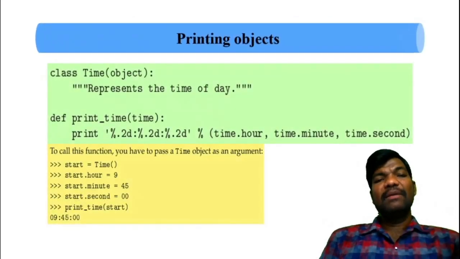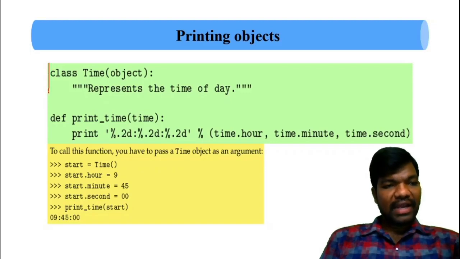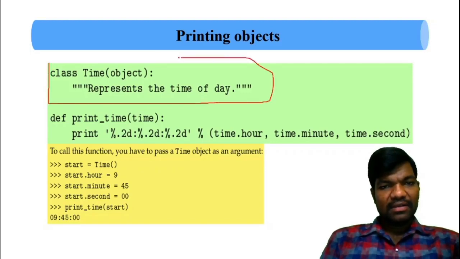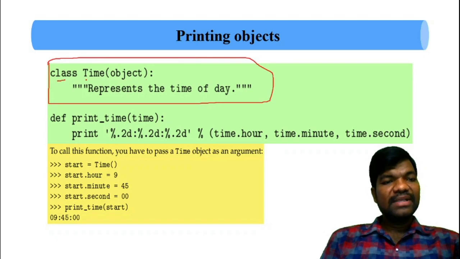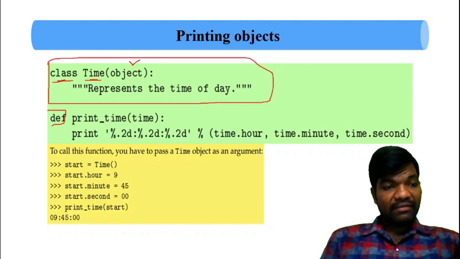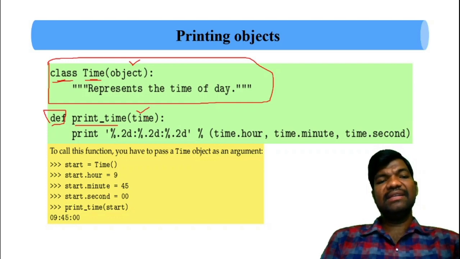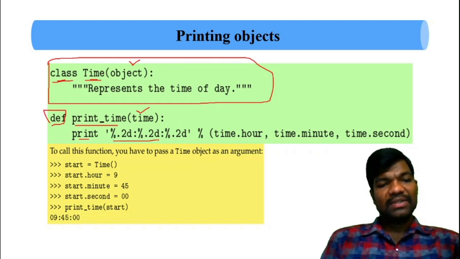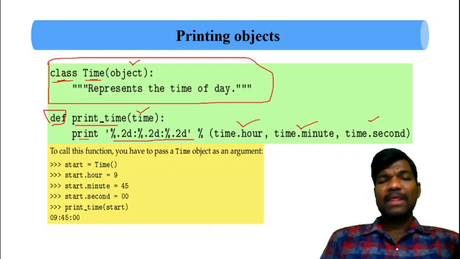Next, coming to printing objects. See here, I'm creating a class, the Time class, and I'm creating one function for printing the time. The parameter is time, the object. Print percent 02d colon percent 02d colon percent 02d. What will it display? time.hour, time.minute, time.second.